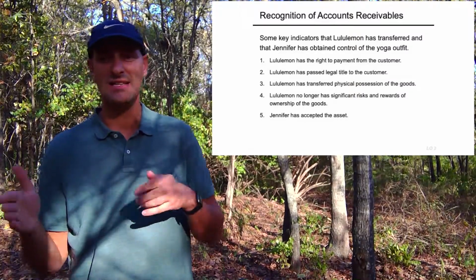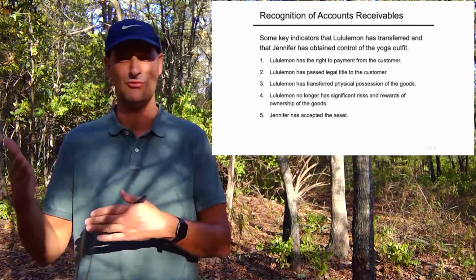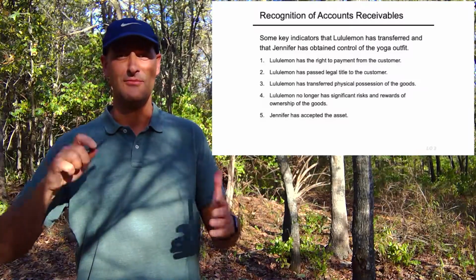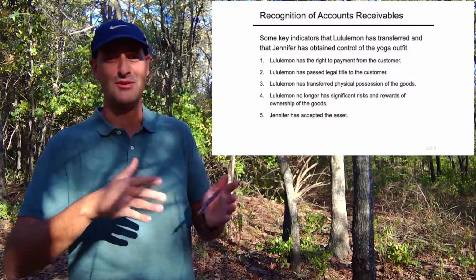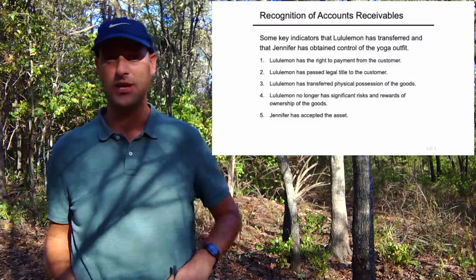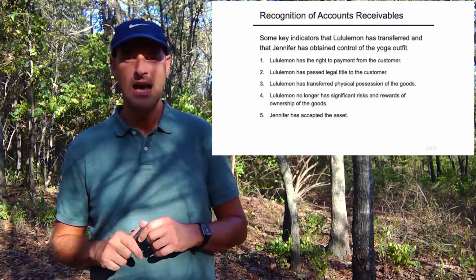Now, in this case, physical possession and legal title largely went hand in hand. They aren't separated in some way. It's not like they rented them the yoga outfit. That's kind of bad. Anyway, so they didn't rent them the yoga outfit. But physical possession shifting is one thing we can look at in terms of determining whether we should recognize the accounts receivable and the revenue.